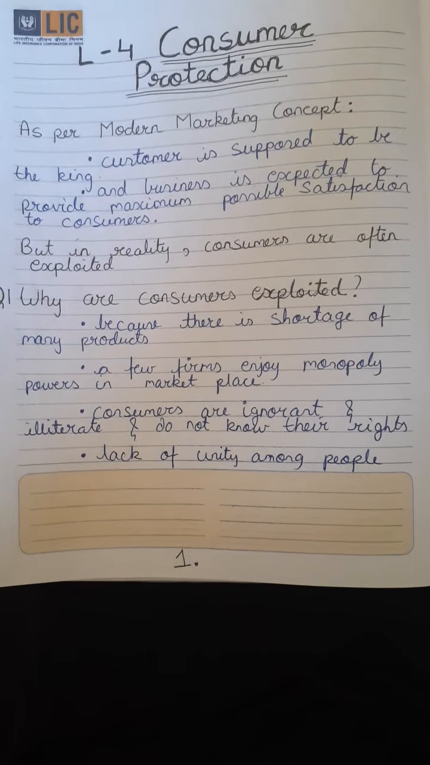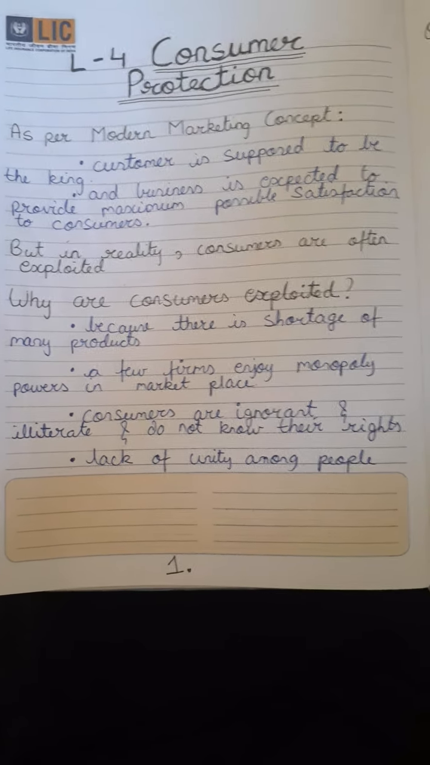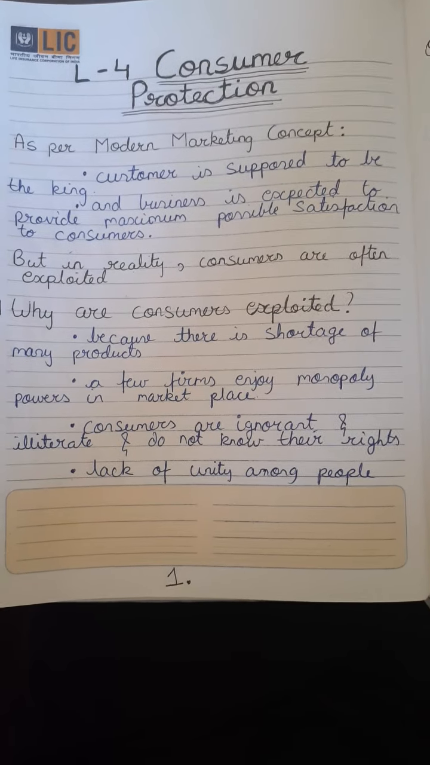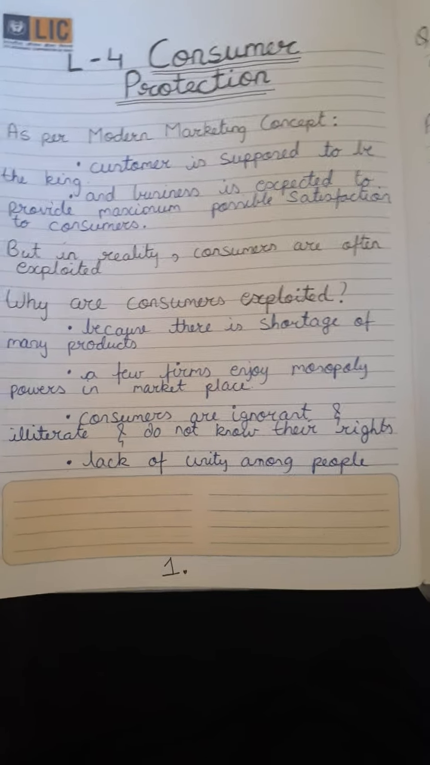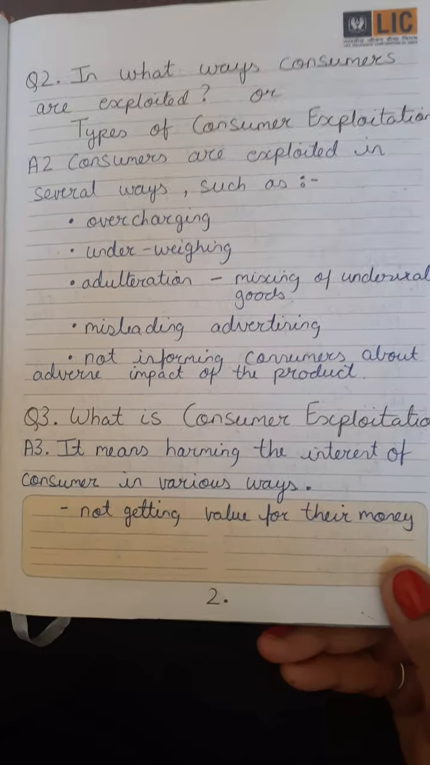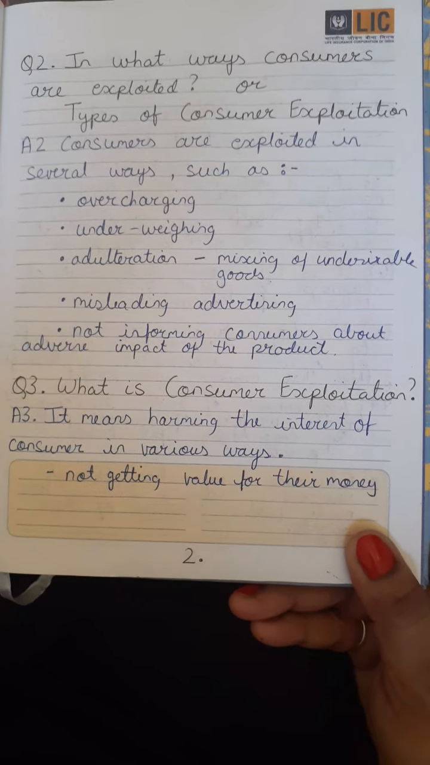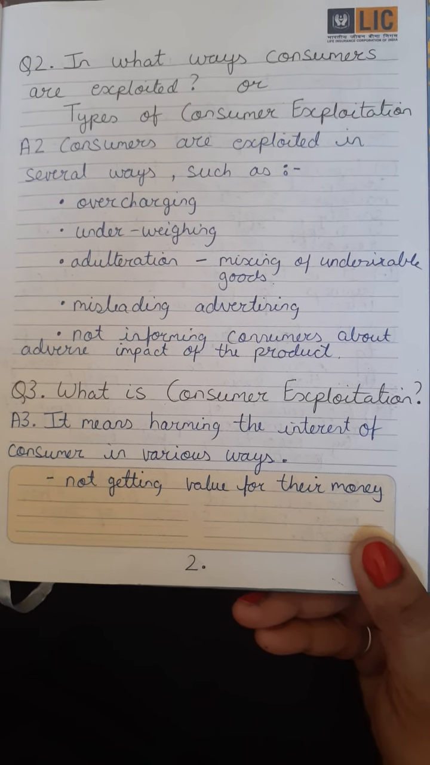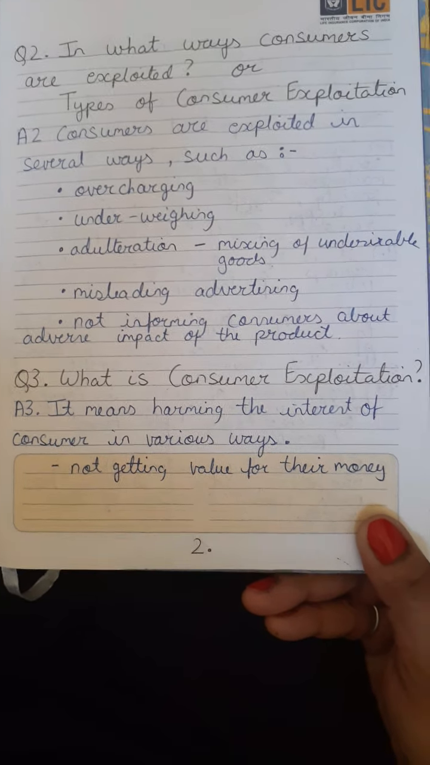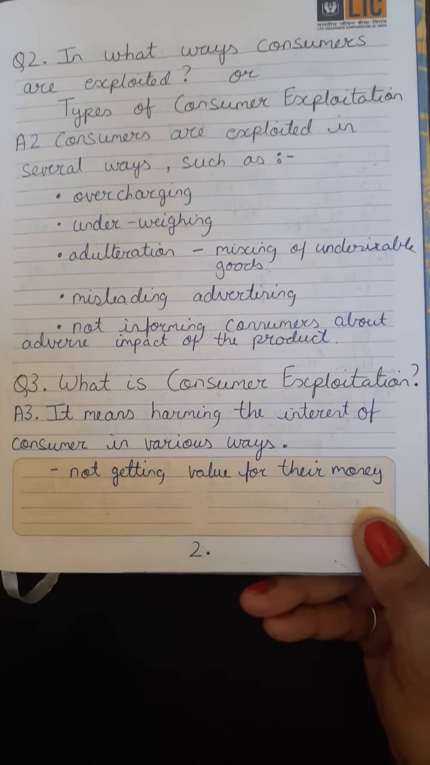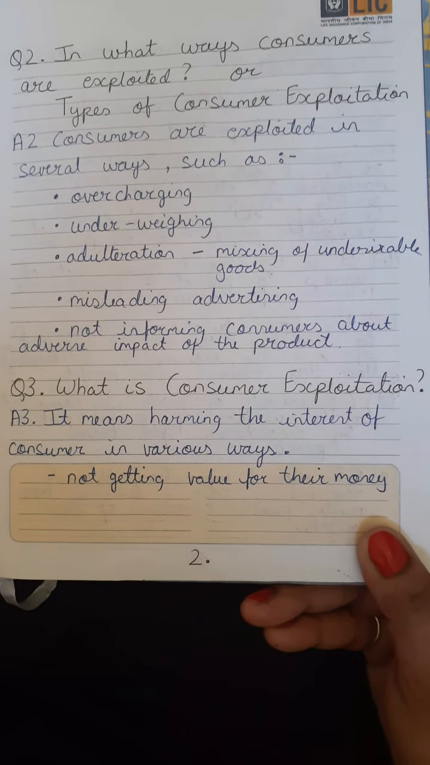Consumers are exploited because there is shortage of many products. Only few firms enjoy monopoly power in the market, and most importantly, consumers are ignorant, illiterate, they do not know their rights, and there is lack of unity among people. And the ways consumers are exploited are overcharging, underweighing, adulteration. Adulteration means mixing of undesirable goods, and misleading advertising. Thus, consumer exploitation basically means harming the interest of consumer in various ways like not getting value for their money.